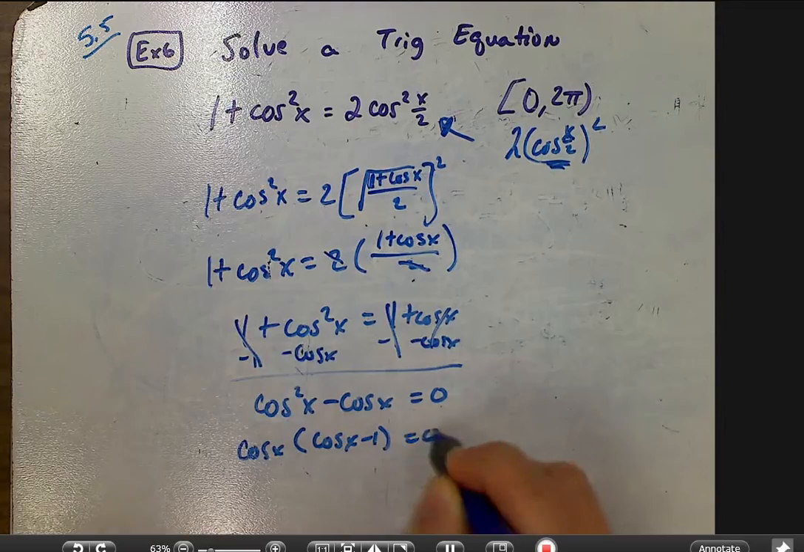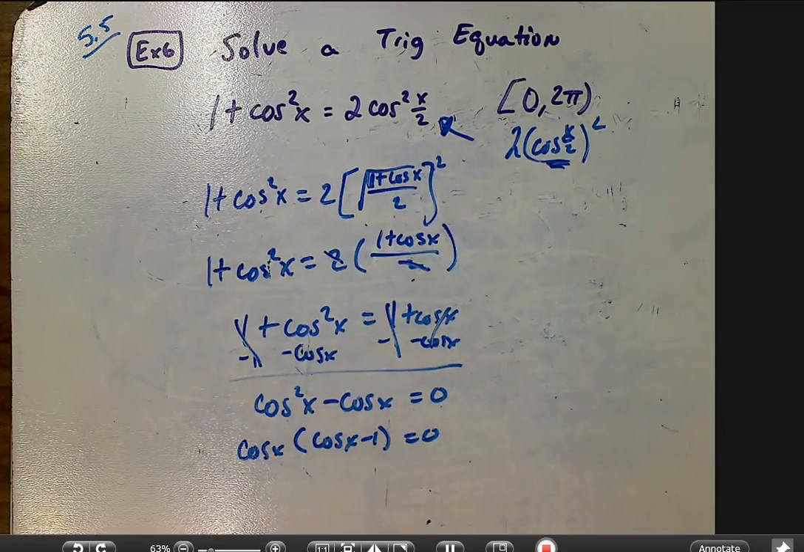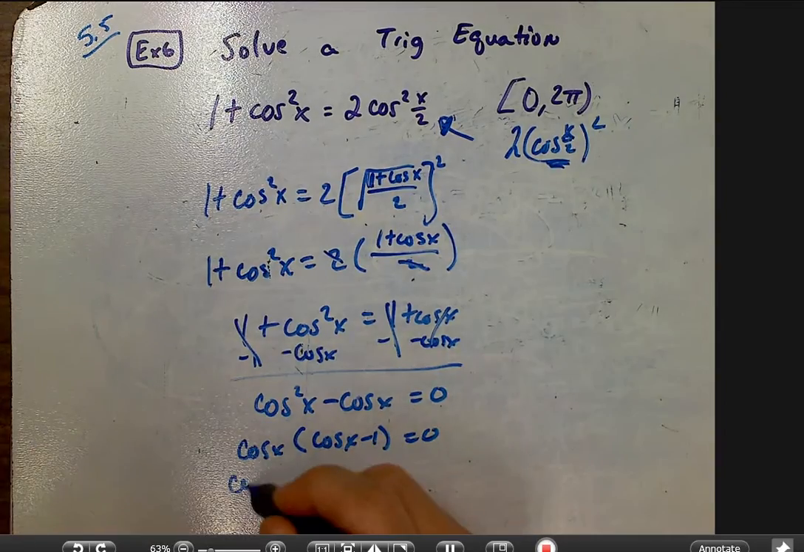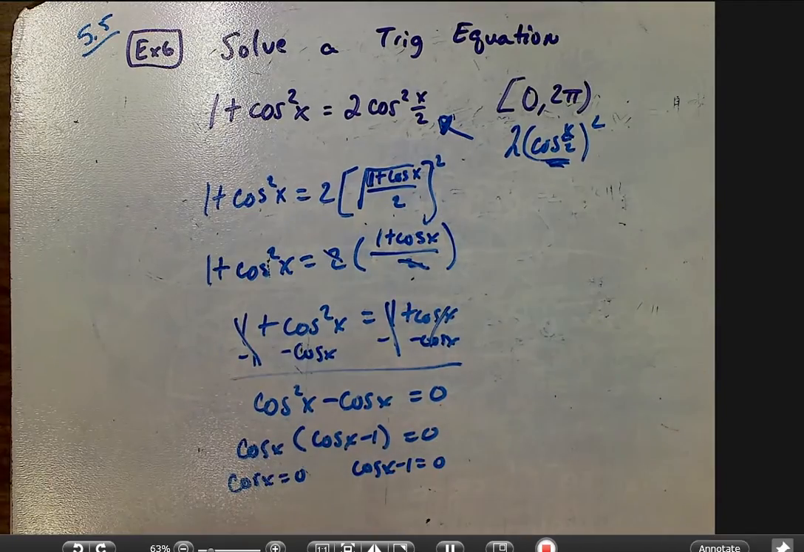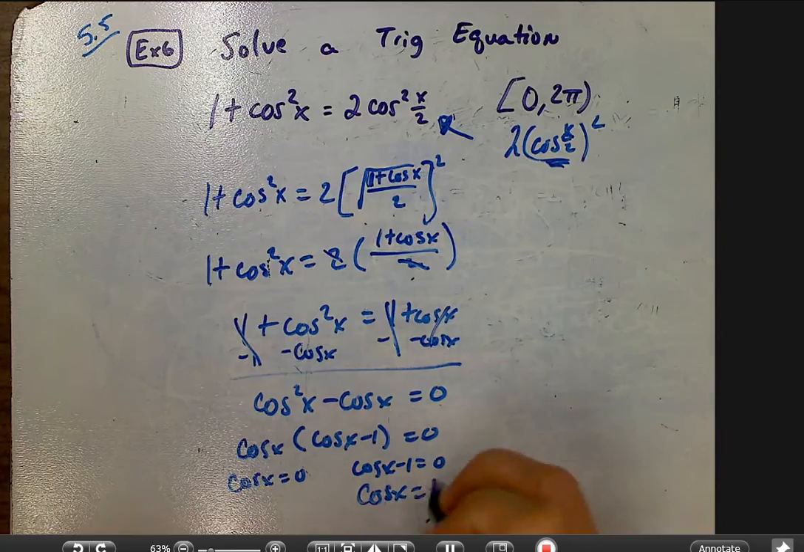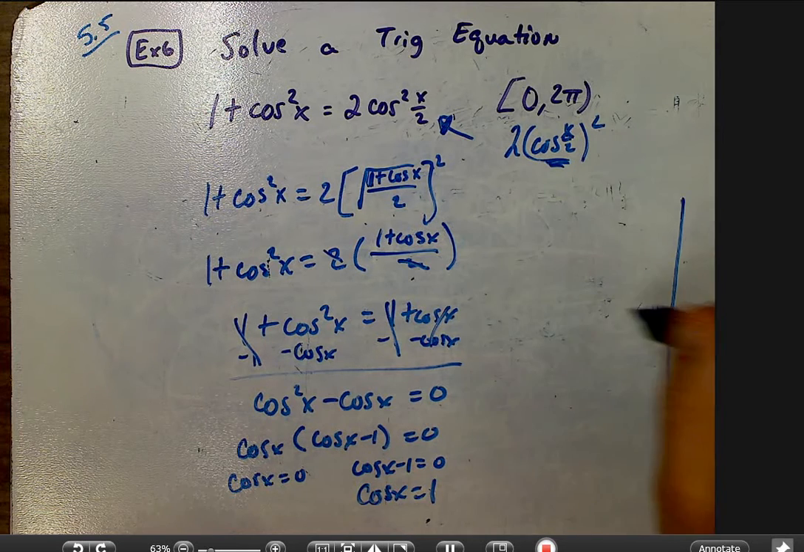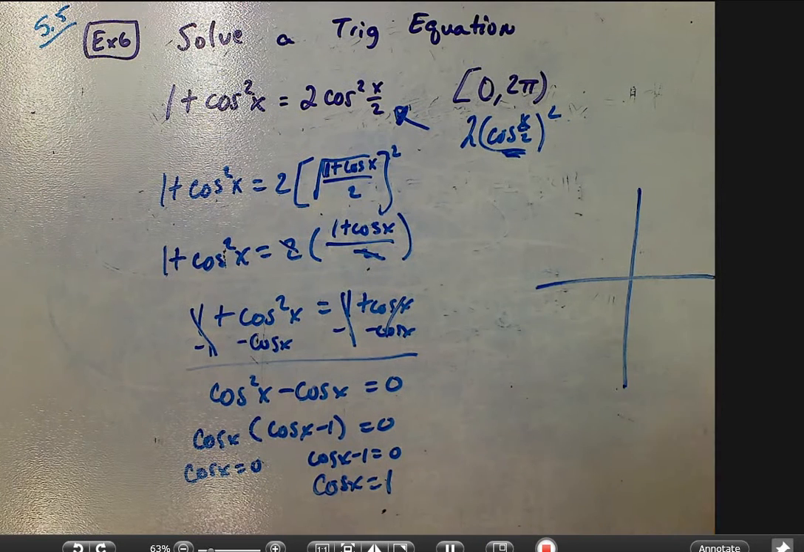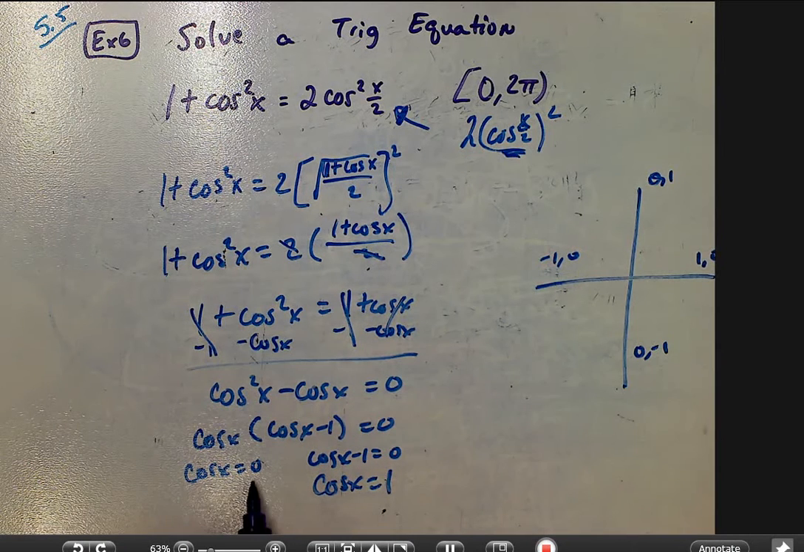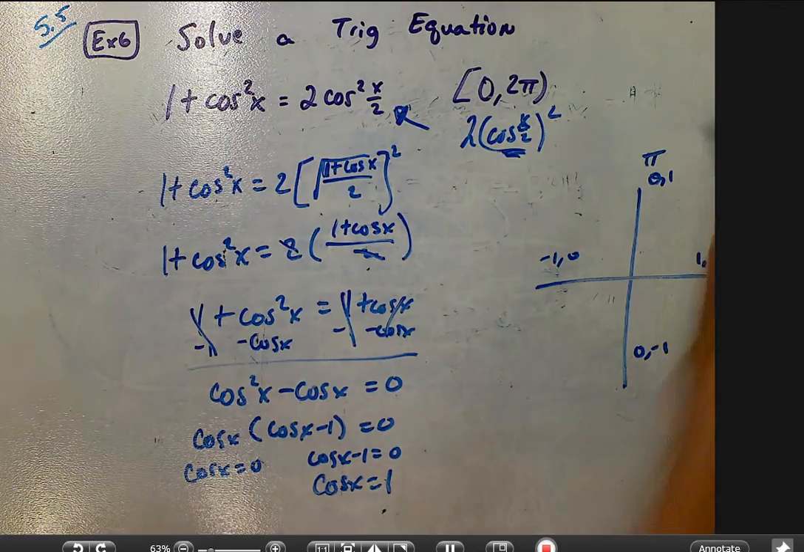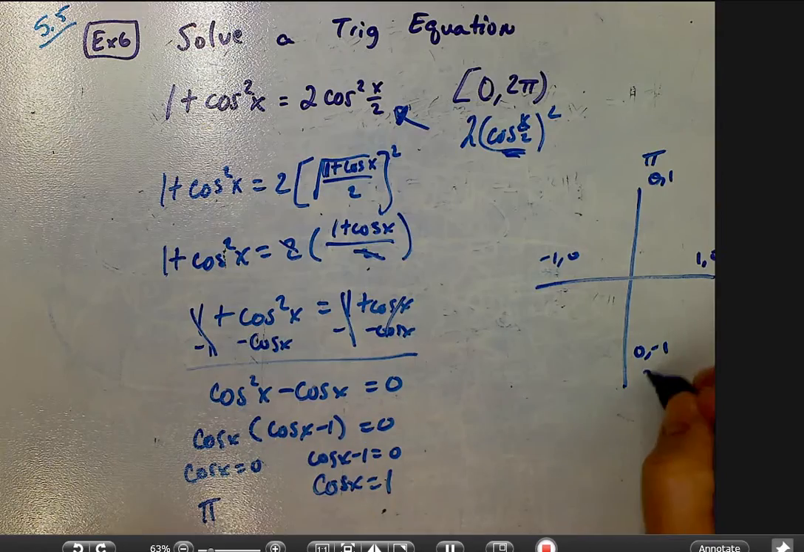So I'm left with cosine x times cosine x minus 1 equals 0. Set your factors equal to 0. I get the cosine of x equal to 1 and the cosine of x equals 0. So I'm going to draw my quadrantal angle chart here because it has zeros and ones: 1, 0; 0, 1; negative 1, 0; 0, negative 1. Cosine is x. So where is x 0? Well, here at pi over 2 and down here at 3 pi over 2.